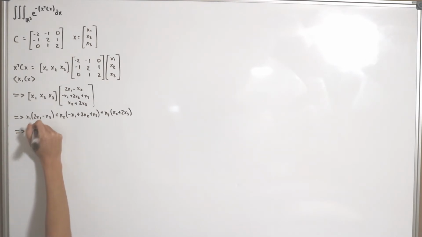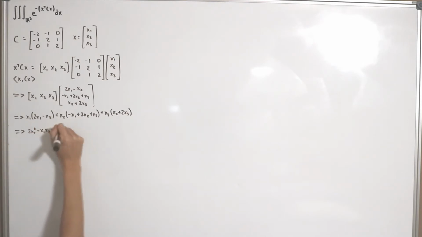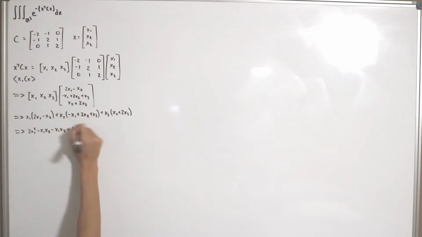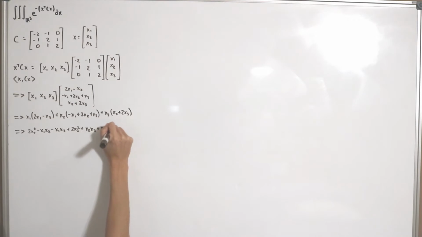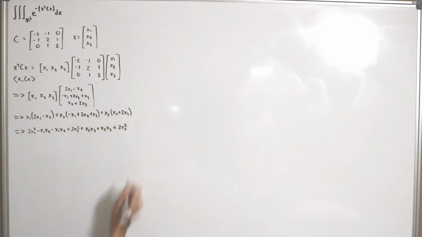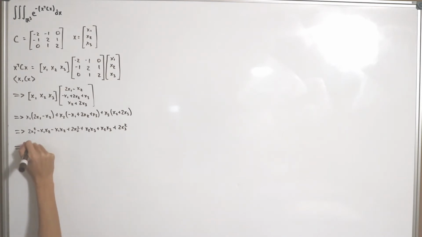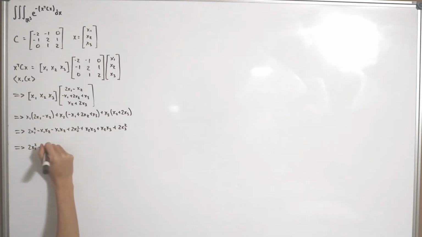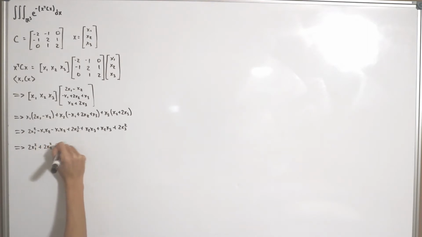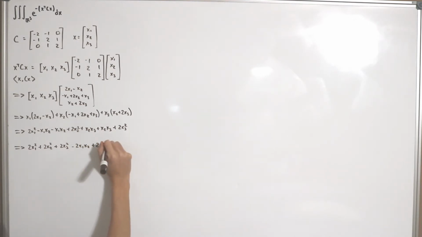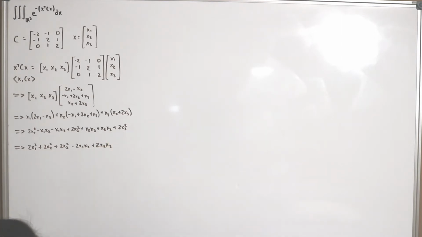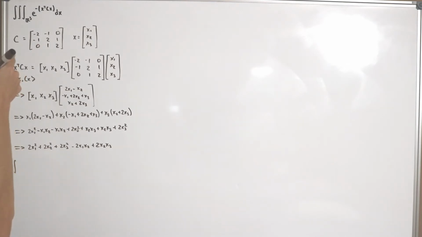So 2x1 squared minus x1x2 minus x1x2 plus 2x2 squared plus x2x3 plus x2x3, then plus 2 times x3 squared. Then we can simplify this again, combining our like terms. So 2x1 squared plus 2x2 squared plus 2x3 squared, then minus 2x1x2, then plus 2x2x3. Okay, so that's what we have so far. So simply we could just substitute this back, and this is a triple integral over the third dimension.